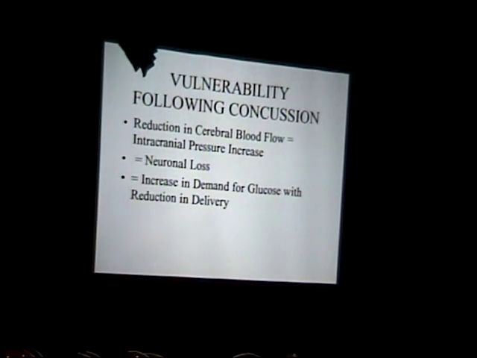Again, we are more vulnerable following the concussion. You have a drop in cerebral blood flow, increased cranial pressure, loss of neurons if the damage is extensive enough metabolically, and certainly neuronal loss if they're destroyed just from getting crushed. You have an increased demand for glucose with a reduced ability to deliver it due to reduced oxygen flow and reduced fuel flow. But you have an increased demand to heal up. That's your head injury.